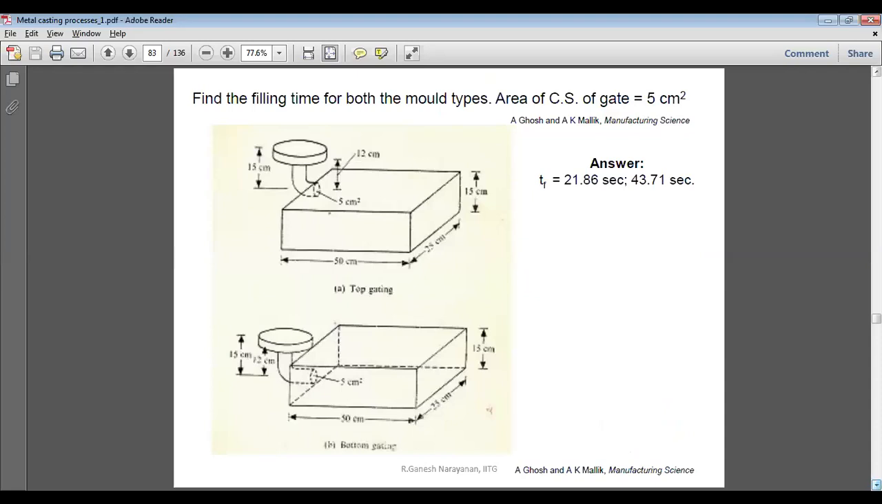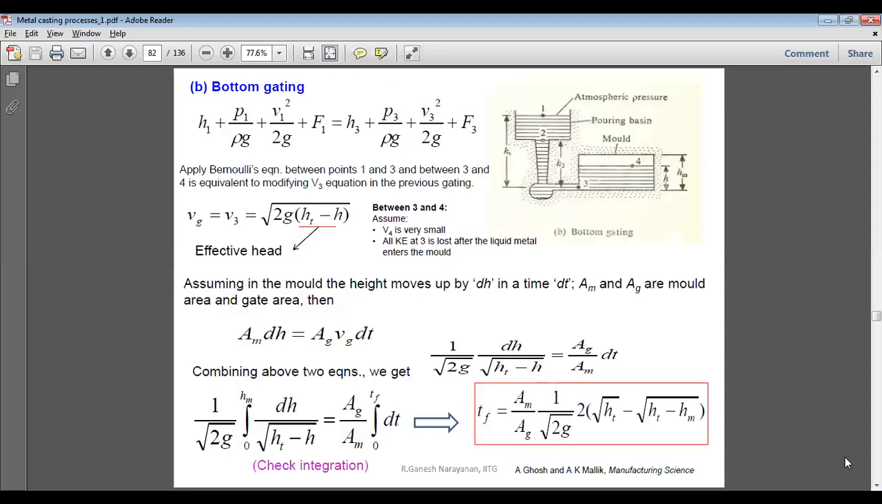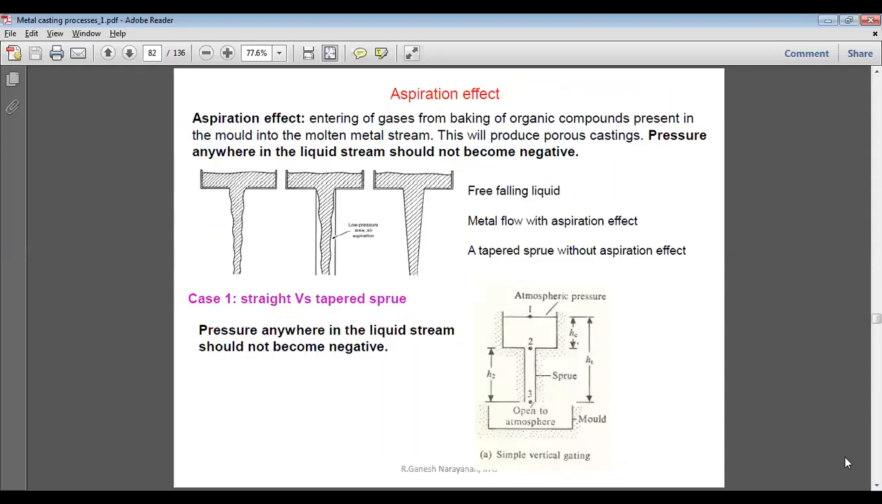You can see that when top gating is used, the gate is attached to the top of the cavity of the mold, whereas in the case of the bottom gating system, the gate runs to the bottom, and the level of the bottom of the mold and the bottom of the gating system matches. In this system the aspiration effect is there.